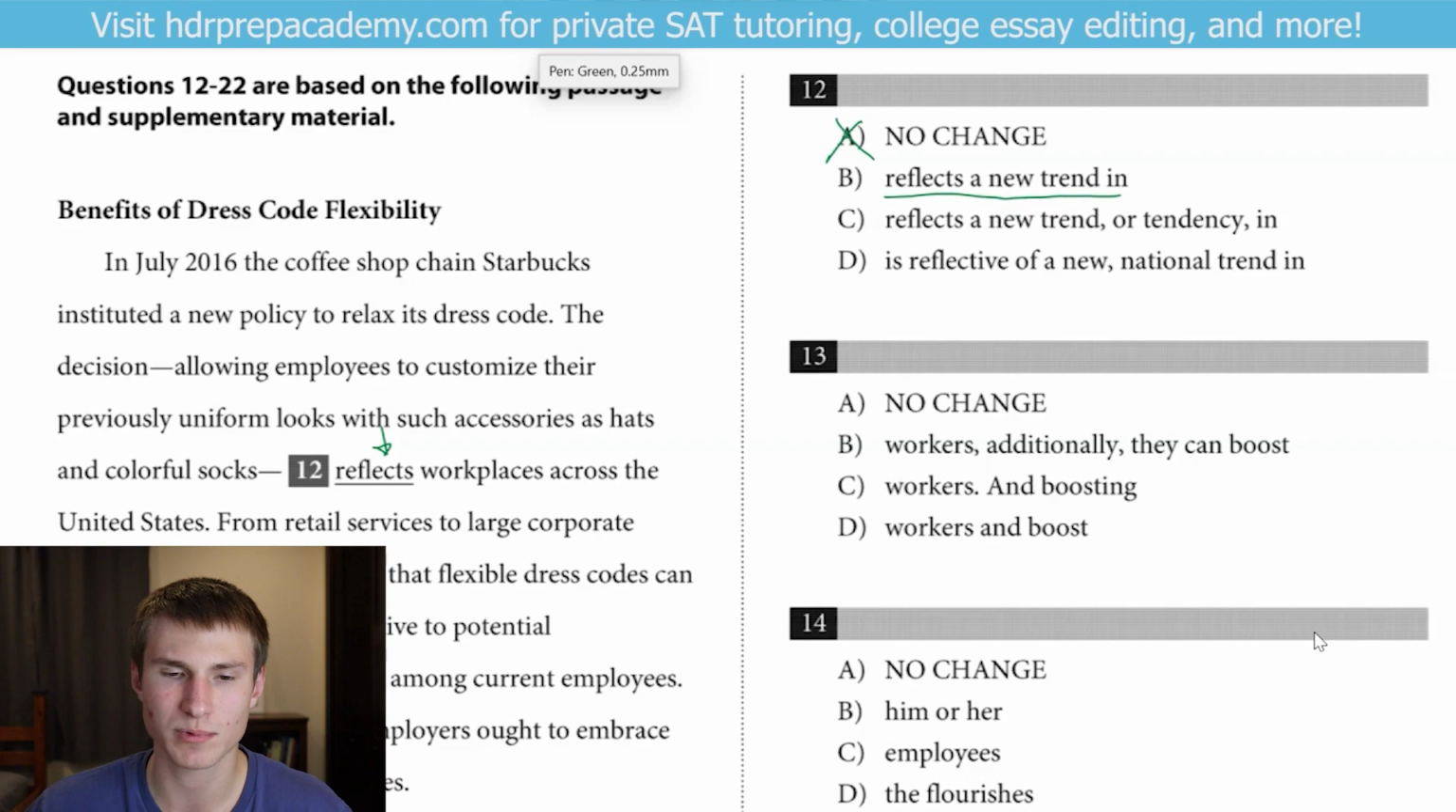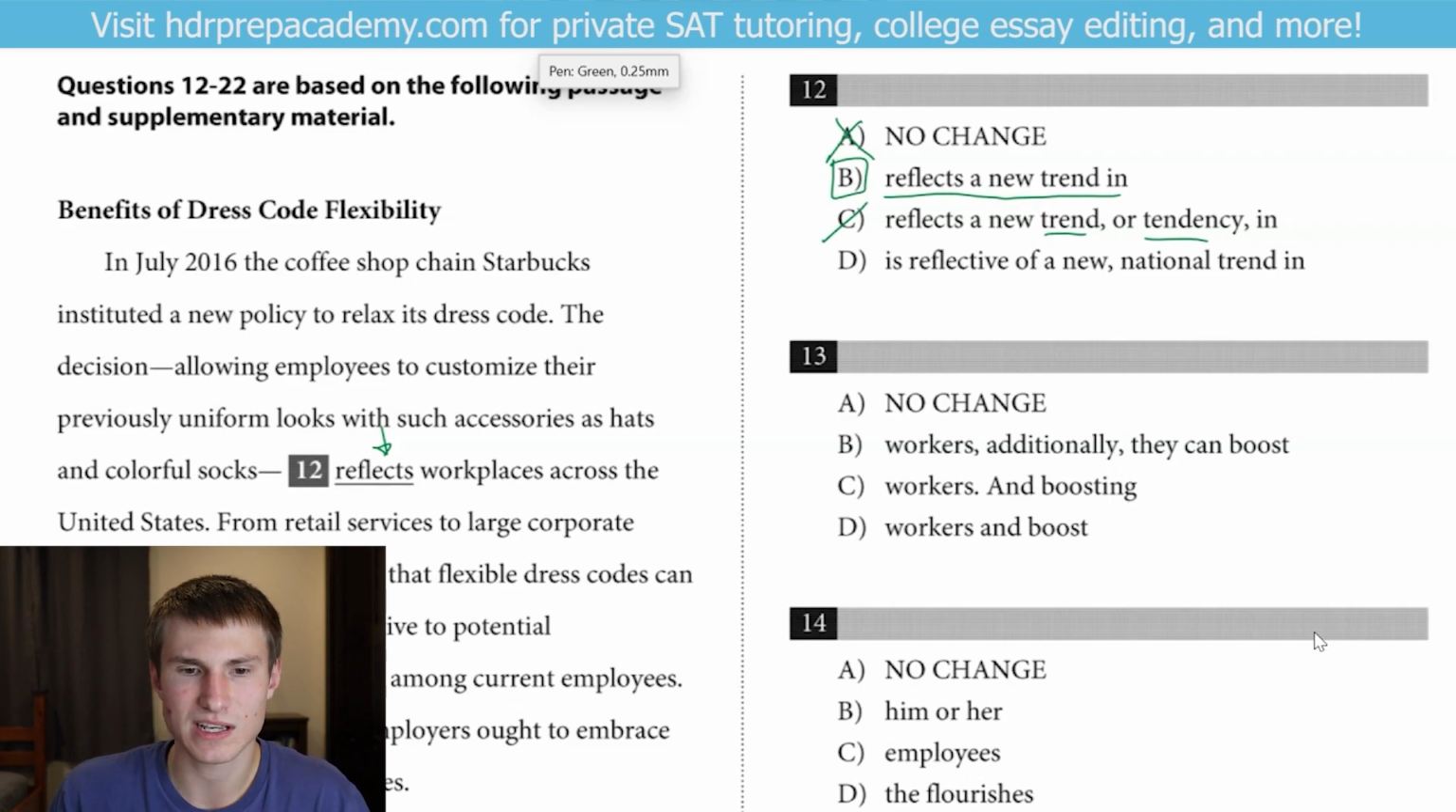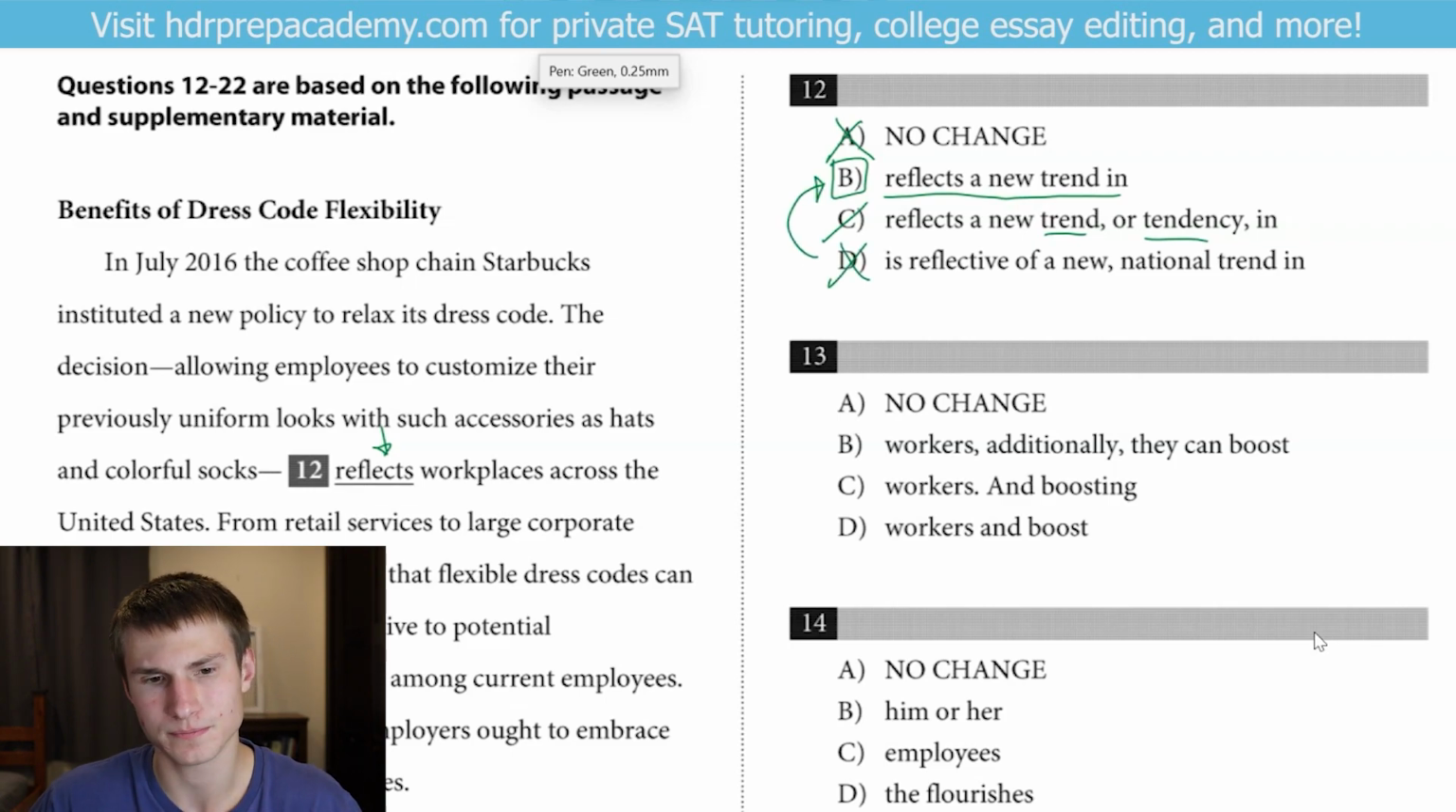"Reflects a trend in workplaces across the United States." Obviously that'll be a correct answer. We wouldn't say "reflects a new trend or tendency" because trend and tendency mean the same thing. So that'd be repetitive and redundant. And then D is "reflective of a new national trend." Okay, once again, that's obviously going to be really wordy compared to B, right? B is much more concise. So our answer there would have to be B.